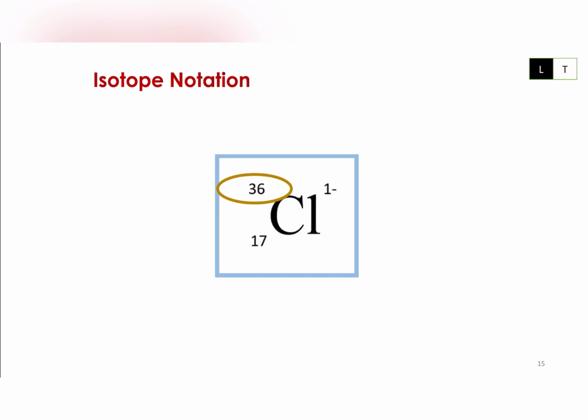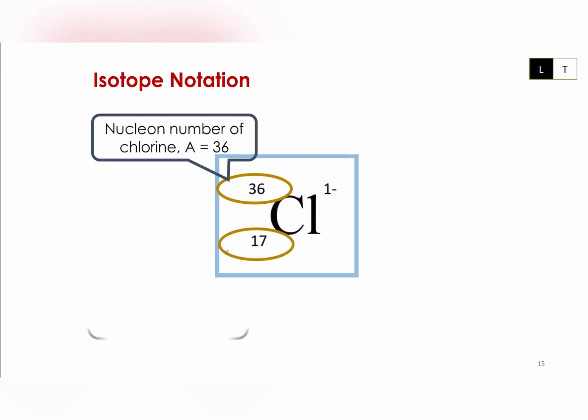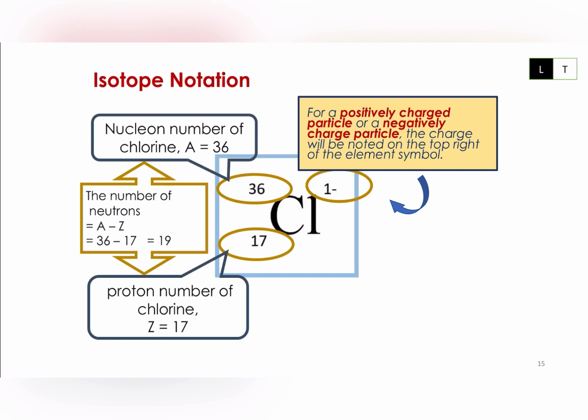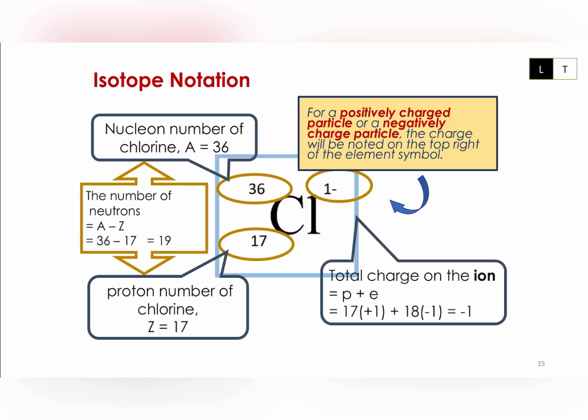Let's go to the last example, Cl minus. Usually we write it down as Cl minus because it's much easier, but in this case I want to show you, and make sure that in isotope notation the negative sign should be behind the number. So the nucleon number is 36, and the proton number is 17. I'm going to calculate the number of neutrons. The final one I got is 19. And this is a negatively charged particle. That's why we have -1 as the total charge on that ion. By proving from this calculation, you got the same as here.